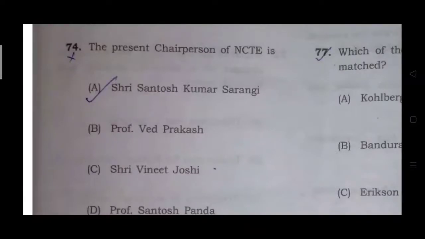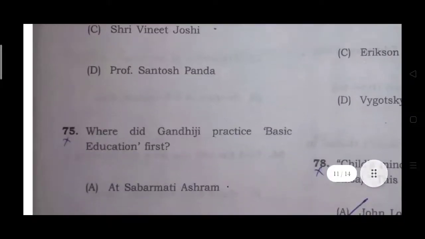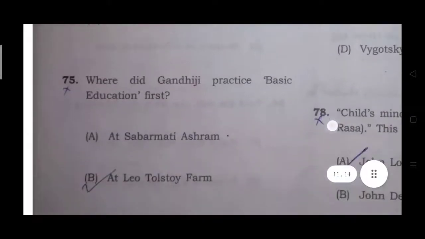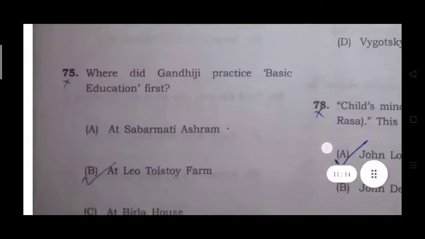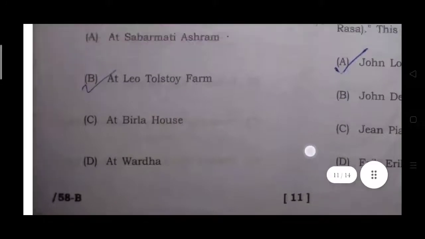But now, the present chairperson of NCTE is Professor Dinesh Prasad Saklani. You can check on Google. Next, 75. Where did Gandhiji practice basic education? Option B is the correct answer, at Leo Tolstoy farm.